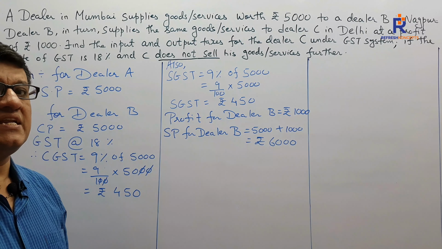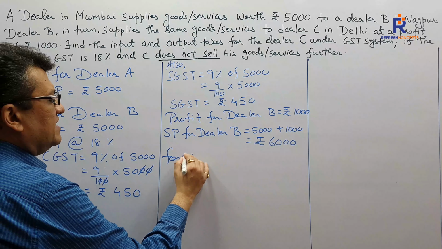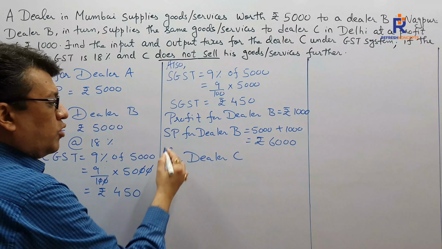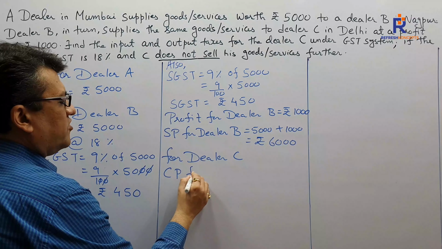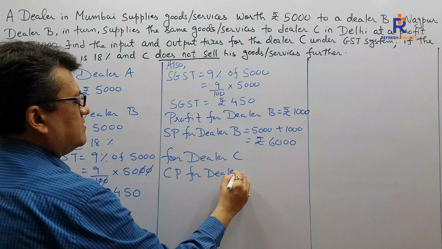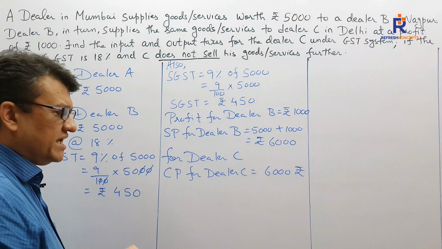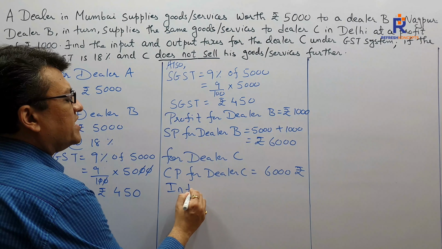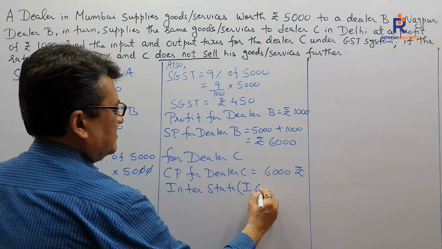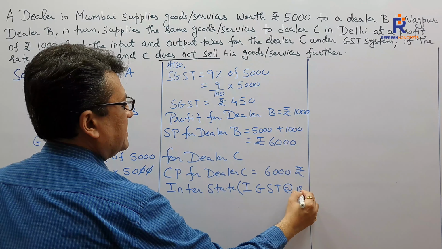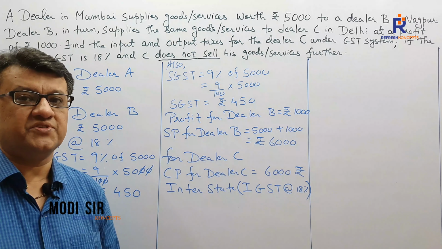Dealer B is selling to C, who is in Delhi, interstate. For dealer C, whatever is the selling price of dealer B shall be the cost price for dealer C. Cost price for dealer C is 6000 rupees. But since there is a change in state, interstate, IGST is applicable at the rate 18%. So no bifurcation. IGST will take place at 18%.